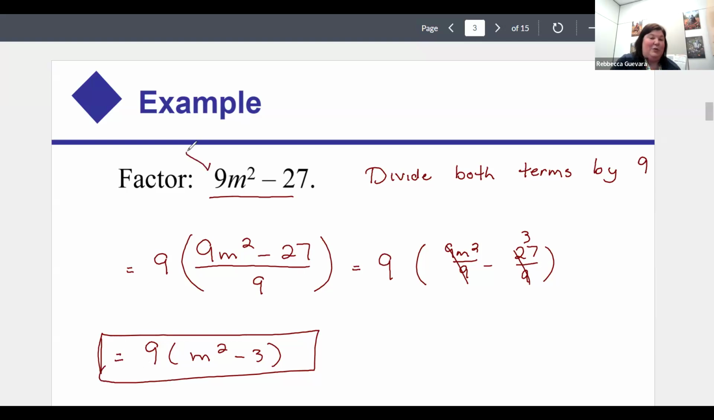If I had 9m squared minus 27, both terms are divisible by 9. So essentially I pull out a 9, divide it from both numbers, and pull it out front. What's important is that if I distribute this 9 right back through, I would get 9m squared minus 27. So it's an equivalent expression, just a factored equivalent expression. Like I said, this is one of my factors, and this is my other factor. These are the two factors that I have of 9m squared minus 27.